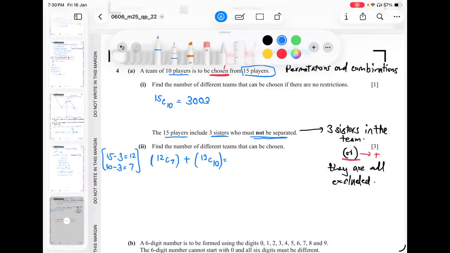So now what's the answer for this? That's going to be your answer for the question. So this should give you 858. So that's your answer. Hope you understood how we did that, because you need to know that there are two cases you need to consider, that all the sisters are in the team or all the sisters are excluded from the team. So that is what it implies by they should not be separated.